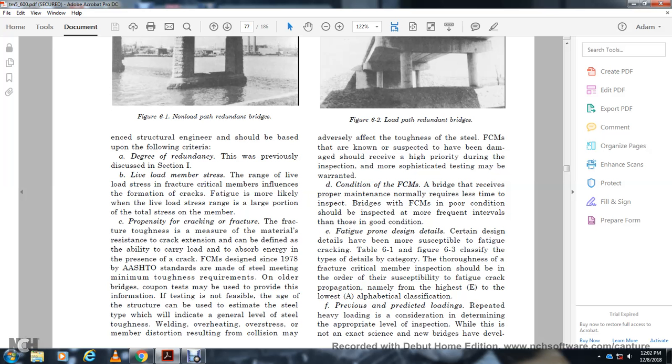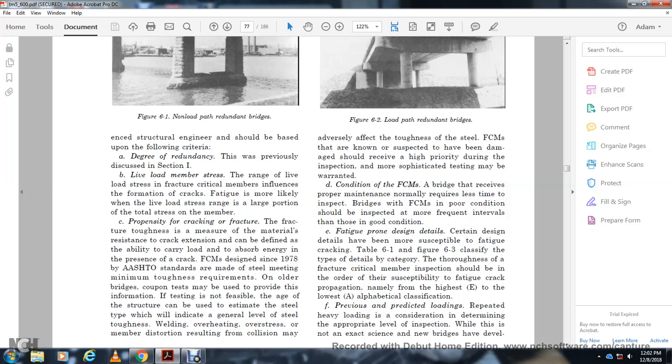Fractional critical members known or suspected to have been damaged should be given a high priority during the inspection. More sophisticated testing may be warranted. Condition of the fractional critical member: bridges with fractional critical members should receive the proper maintenance normally required since the last time of inspection. Critical bridges with fractional critical members in poor condition should be inspected at a more frequent interval than those in good condition.